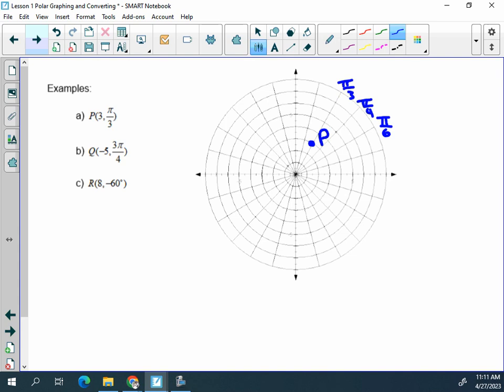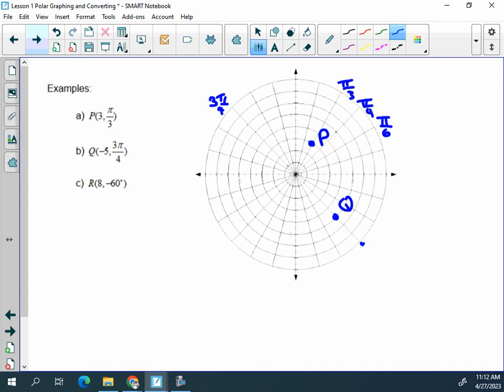Then for (-5, 3 pi over 4), we'll go to our 3 pi over 4 angle first. So that's going to be right here. Now, because of the negative 5, that means we're going to go in the opposite direction. So it's going to reflect itself to this side. So we're going to count 1, 2, 3, 4, 5, and that's where point Q is going to go. So if you have a negative r, that's going to change the side of the angle that you're on.